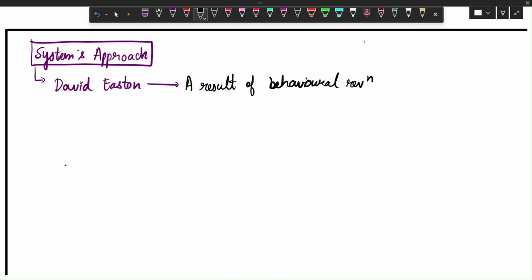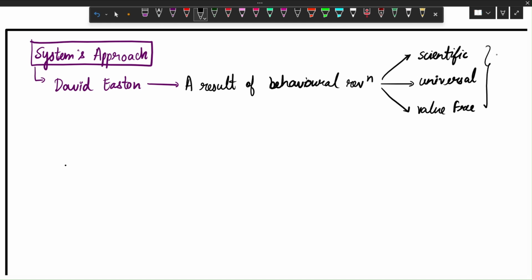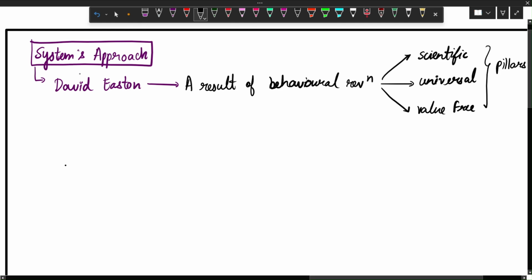And it laid emphasis on three most important things. First, what David Easton wanted this approach to be: scientific, universal, and value free. You can say these are the pillars of this approach, the systems approach.